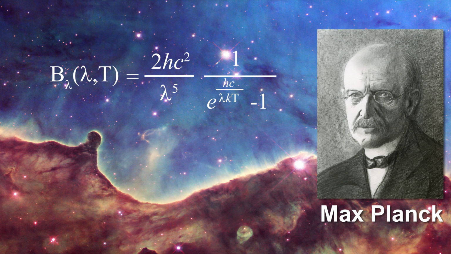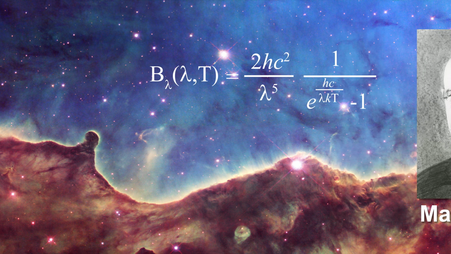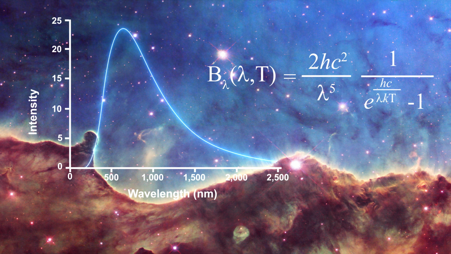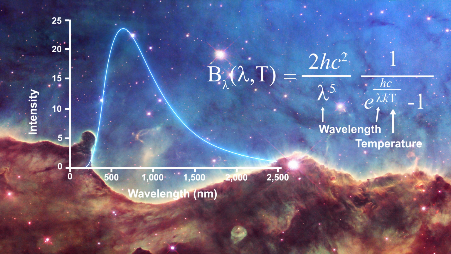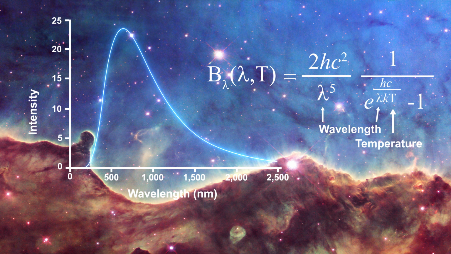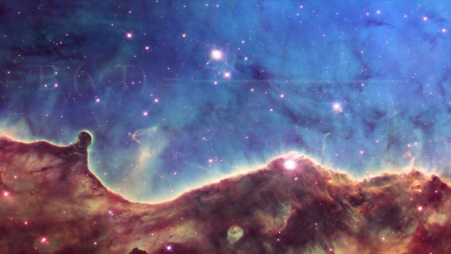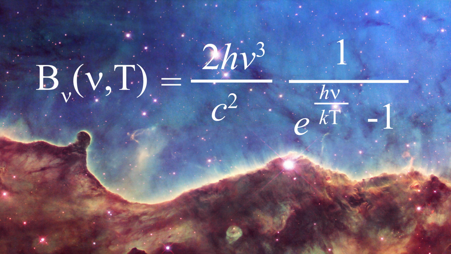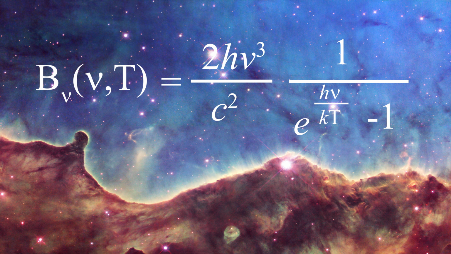But it was not until Max Planck came along in 1901 that the full equation for blackbody radiation was formulated. Planck's equation described the shape of the blackbody curve in terms of only two variables, wavelength and temperature. Alternatively, Planck's equation, like Wien's, could also be expressed in terms of frequency. This is the central equation in dealing with blackbody radiation, and that is why it is so important.